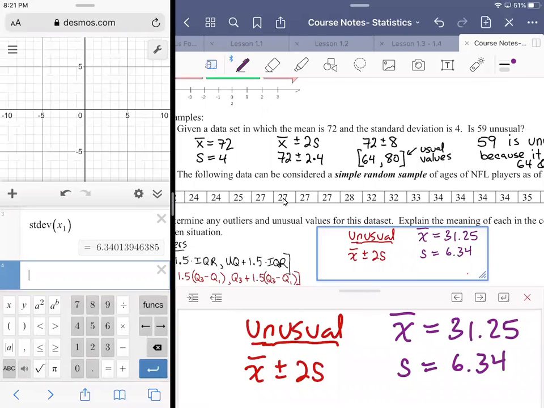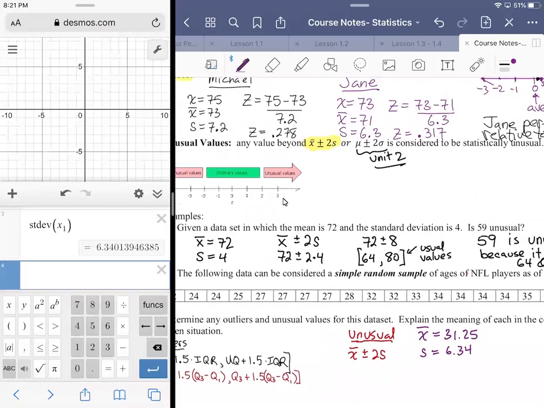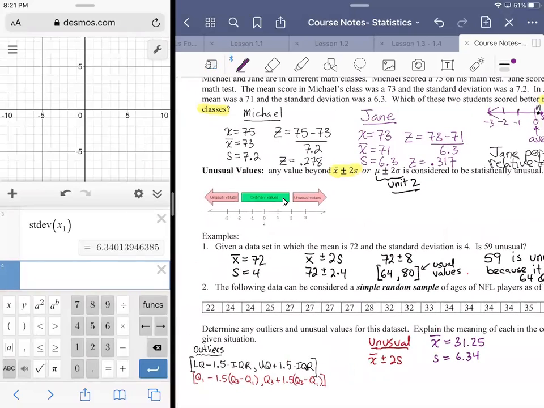All right, so I got that. I'm not actually going to do the computation for unusual just yet. I'm just collecting the information right now. So I need my quartiles, and then once I have my quartiles, then I'll do the number crunching, right?